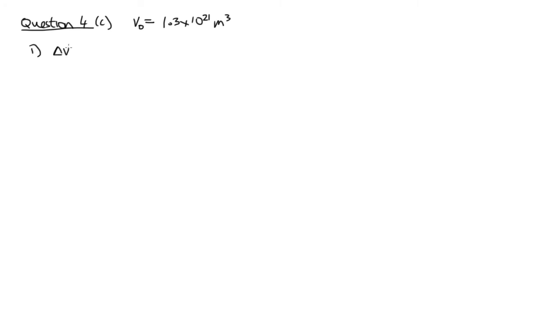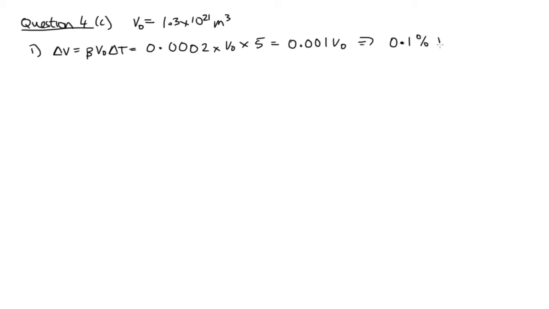So we know that the change in volume is equal to beta times the initial volume times the change in temperature. So this is equal to beta, which is 0.0002 per Kelvin, times the initial volume times the change in temperature, which is 5 kelvins. Solving this, we end up with 0.001 V0. And so as a percentage, if we times that 0.001 by 100, we get a 0.1% increase.